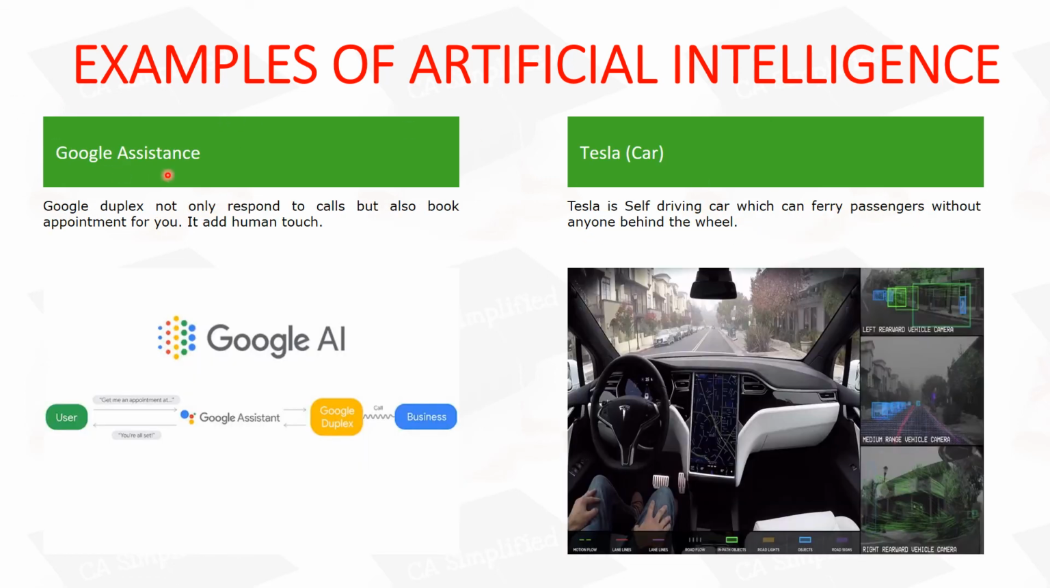Then we have Google Assistant. This helps you make calls, book appointments, and whatnot. It gives the human touch. Siri and Cortana are some examples of this nature. We all must have heard of the Tesla driverless car. This creation of Elon Musk and team is a perfect example of artificial intelligence. It has successfully completed a test drive and is ready to hit the market throughout the globe.